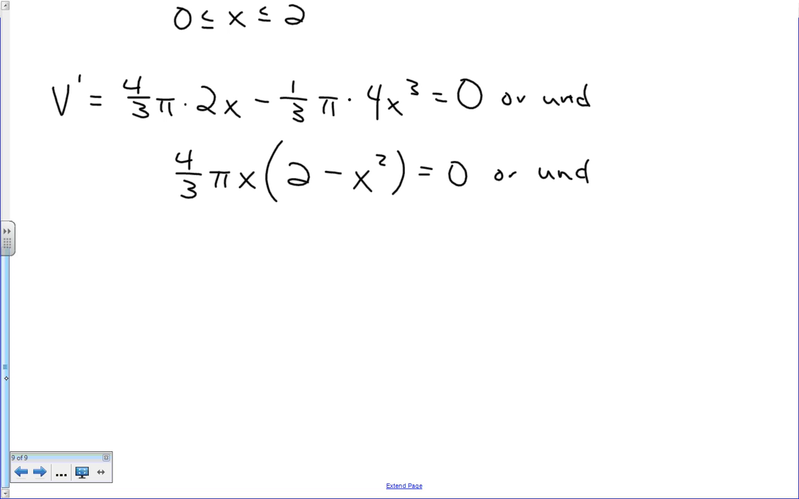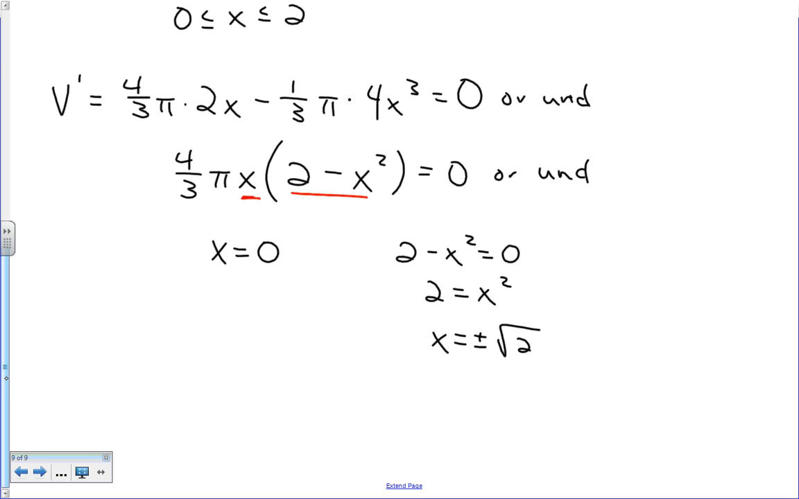So I can clearly see from the first factor there that when x is 0, I'll get a 0 out of this thing. And from the other factor, if I set that equal to 0, you'd have 2 minus x squared is equal to 0. So that would mean that 2 is equal to x squared. So that means x is equal to plus or minus the square root of 2.